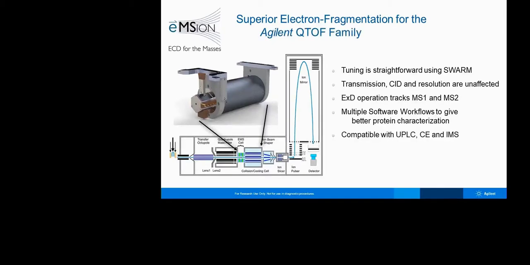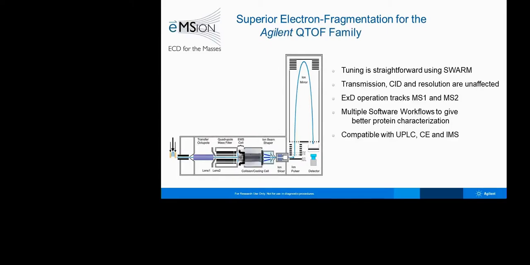Here is a schematic of the ECD cell generated by Emission, and it's going to be incorporated into our Q-ToF family. Here we see the ECD cell attached to a shortened collision cell that can be easily incorporated into our Q-ToF, as shown here. For this ECD cell installed in the instrumentation, the tuning is straightforward using a swarm auto tuning that's included in MassHunter acquisition software. You are still able to have the same transmission as CID and the resolution you had originally before installation of the ECD cell.